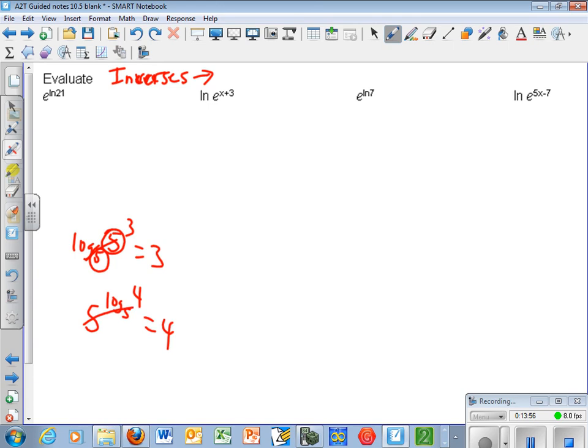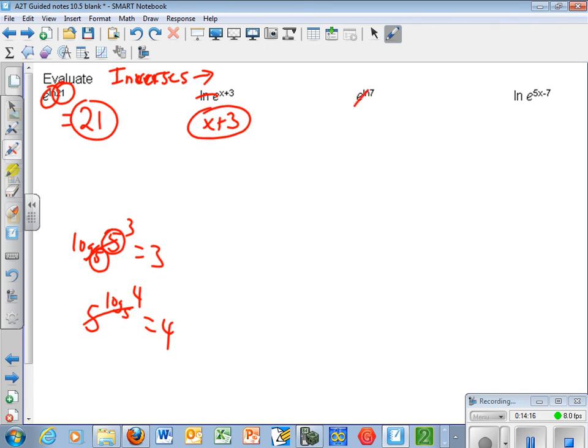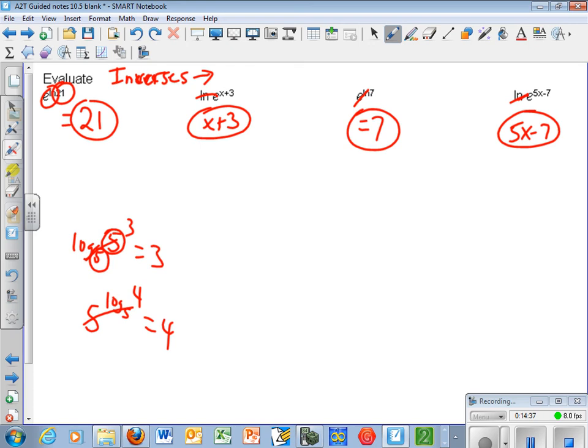Well, now, e to the power of natural log, they kind of cancel out. So it's going to leave me with 21. Here, I have the ln of e to a power. They kind of cancel out. They're inverses of each other. My answer is that power that's on e, x plus 3. Here, e to an ln of 7 power, the e and ln cancel out, it's 7. Okay, this is just recognizing inverses of each other. We're going to use this to actually solve some equations here in a little bit. Here, ln of e to the 5x minus 7, ln and e cancel out, it's just 5x minus 7. So it's recognizing inverses of each other with base e and the natural log.